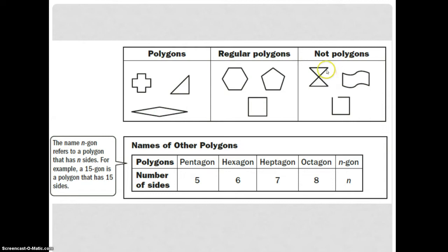Let's look at what's not a polygon. This one intersects in the middle here, so it's not intersecting at just the endpoints. This one is not a line segment. Anytime there's some sort of curve, it's not a polygon. That's why a circle is not a polygon. This one, see how it's open right here? It's not closed, so it's not a polygon.